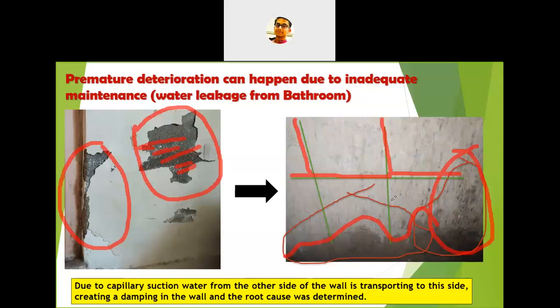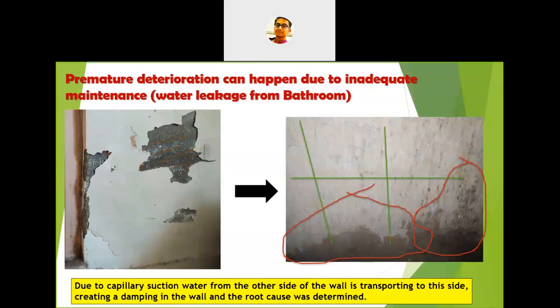So now you see how much the gap may be in between the two tiles, so that the earthworms are easily getting inside the tiles. So this is some of the negligence that the owner and the users showed, and now they faced a lot of problems. They wasted a lot of capital by painting again and again like this. Due to capillary suction, water from the other side of the wall is transporting to this side, creating dampness in the wall, and later the root cause was determined.